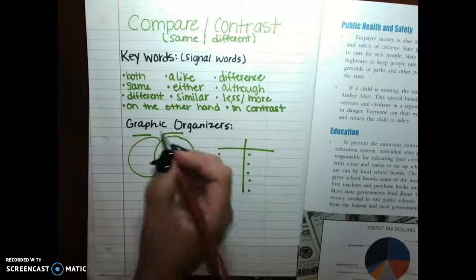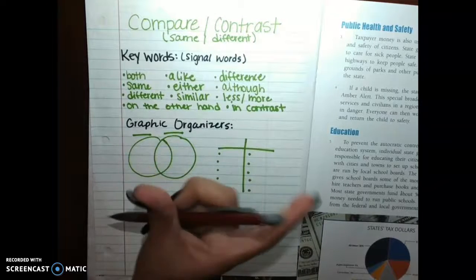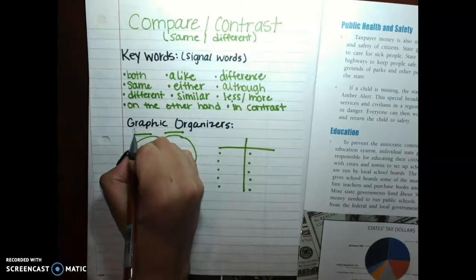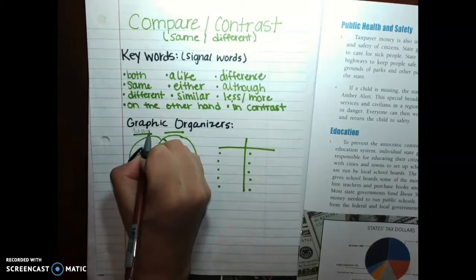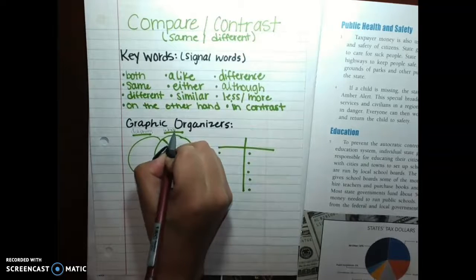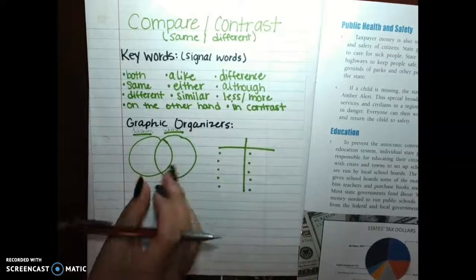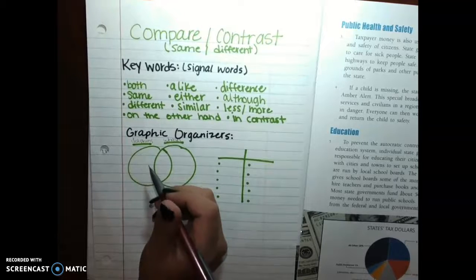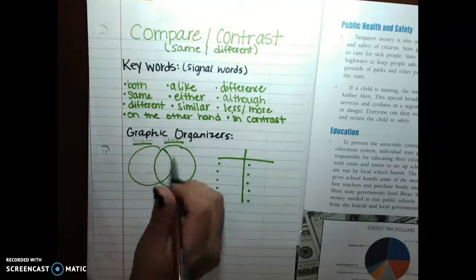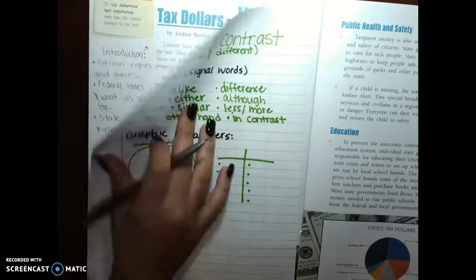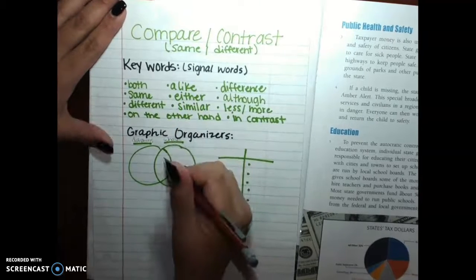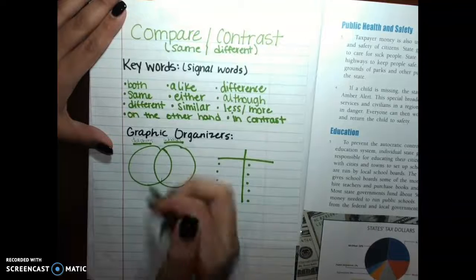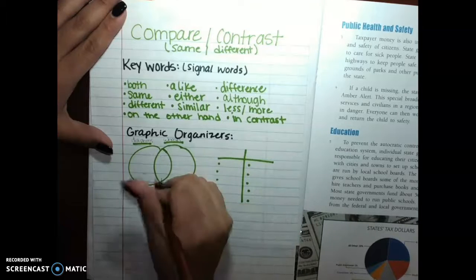So making a comparison between dolphins and maybe whales. What I would do here is write all of the things that describe a dolphin versus a whale. And then here in the middle I would put similarities. So these would be our differences, and then these would be our similarities.